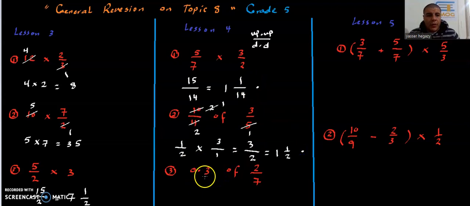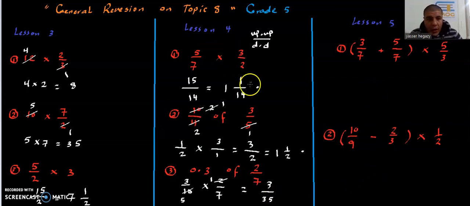And number 3. Here, 0.3. So what should we do? 0.3 means 3 out of 10. Good. Of means multiplication. 2 out of 7. Can we simplify? Yeah, we can. 2 divided by 2 equals 1. And here 10 divided by 2 equals 5. And multiply. 3 multiplied by 1 equals 3. 5 multiplied by 7 is equal to 35. Can we write it as a mixed fraction? No. Yeah, mister, we can't. Why can't we? As the numerator is less than the denominator. So here is the simplest form. Here's the whole idea of lesson 4.